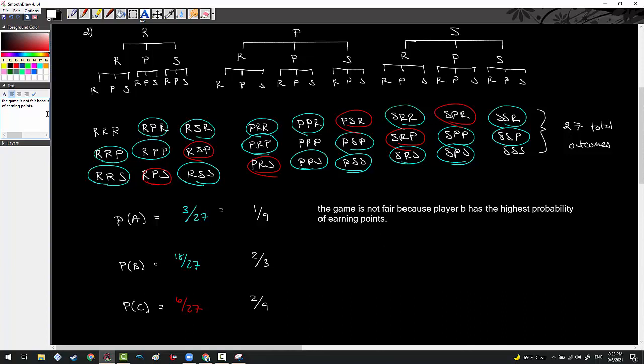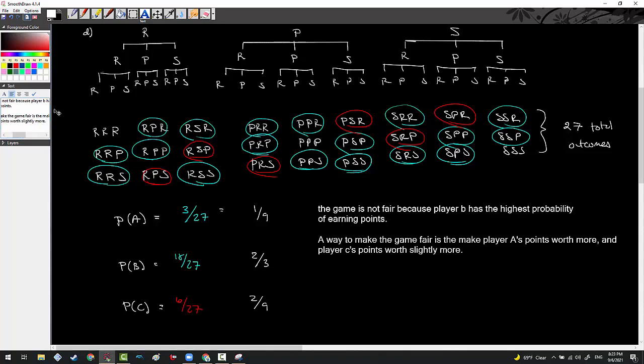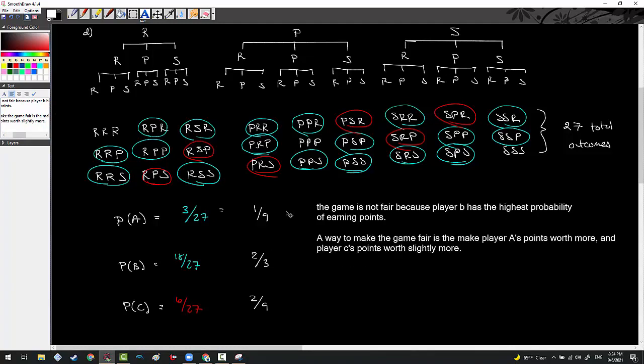So in order to make the game fair, what you have to do is assign a point system. So they actually came up with a way to make the points actually viable. Honestly, just make the guy with the least probability. So a way to make the game fair is to make player A's points worth more, and player C's points worth slightly more. So almost like a handicap in Super Smash Brothers or Mario Kart, where you get better items if you're coming in from behind. Okay, so that is a probability model of rock, paper, scissors.